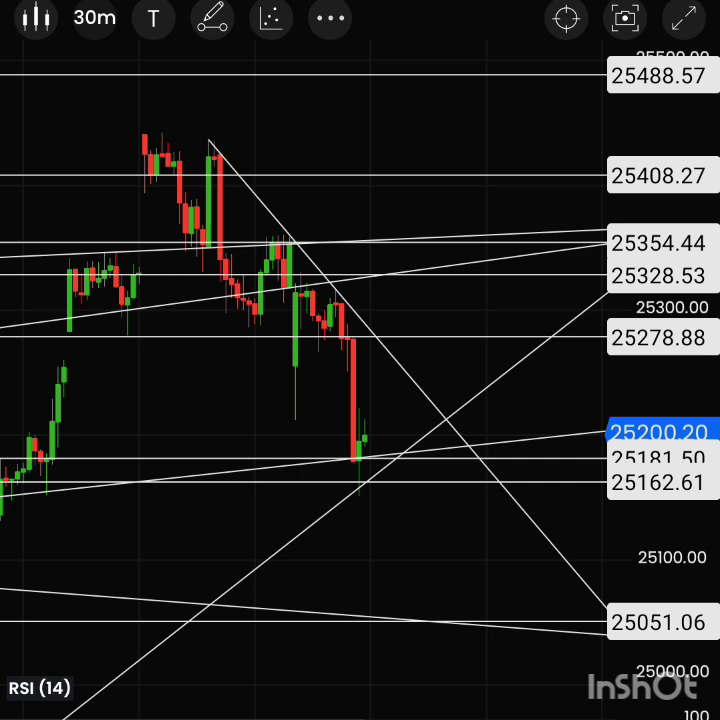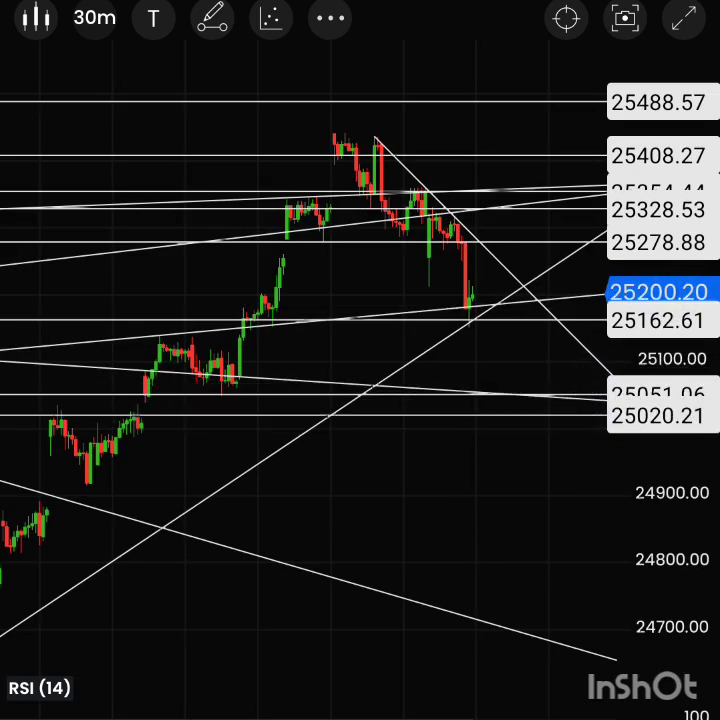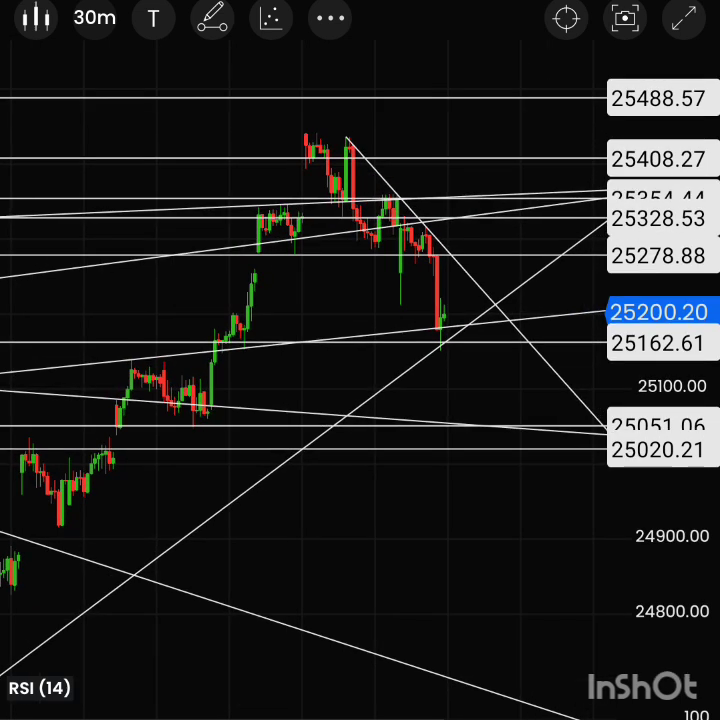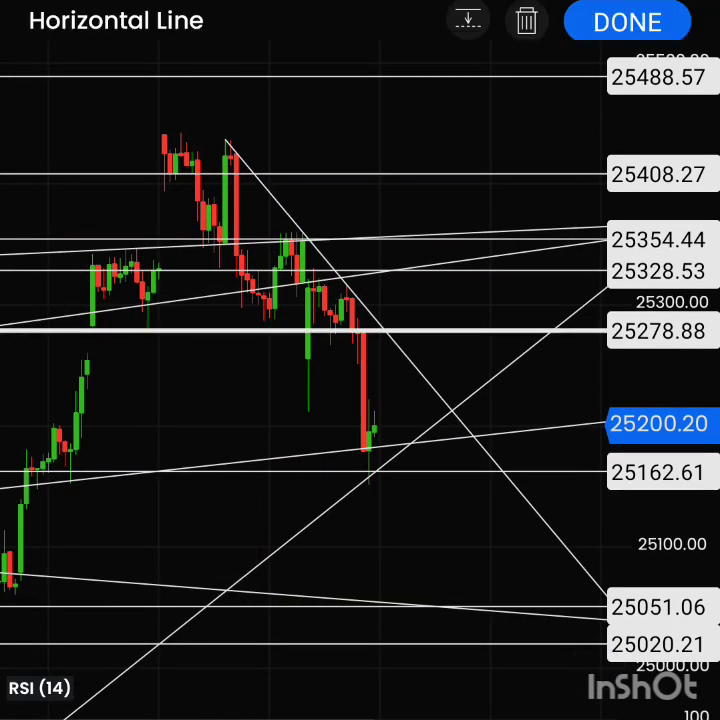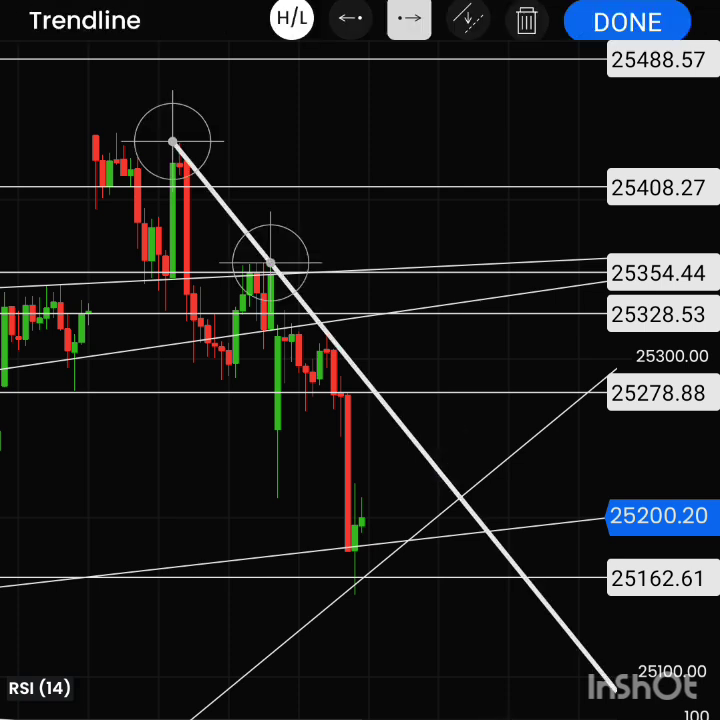And it is also expiry, so if the fall comes from here, this might go a little more downside towards the 25,020 range, and most probably the psychological support around 25,000 will act for today's move or today's expiry. If we check the upside, the 25,278 to 25,280 range will act as a strong resistance.